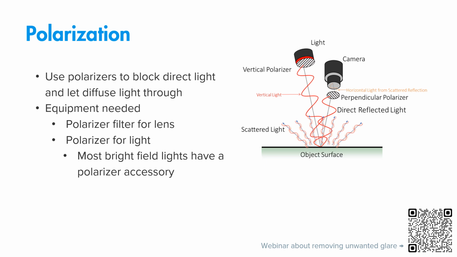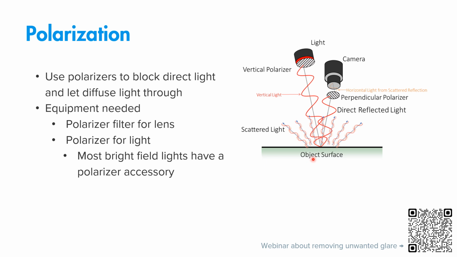So pretty much last but not least, we want to talk about the polarization of the light. We have a whole webinar about removing unwanted glare from an image. In that webinar, I get into what polarizing is, and what other methods we use to remove glare. Focusing on how we use polarizers in our lab, essentially what they do is they block the direct light and they let through the scattered light.